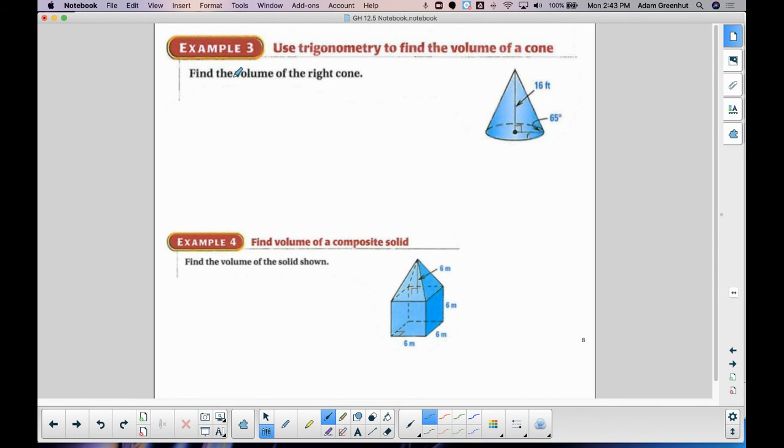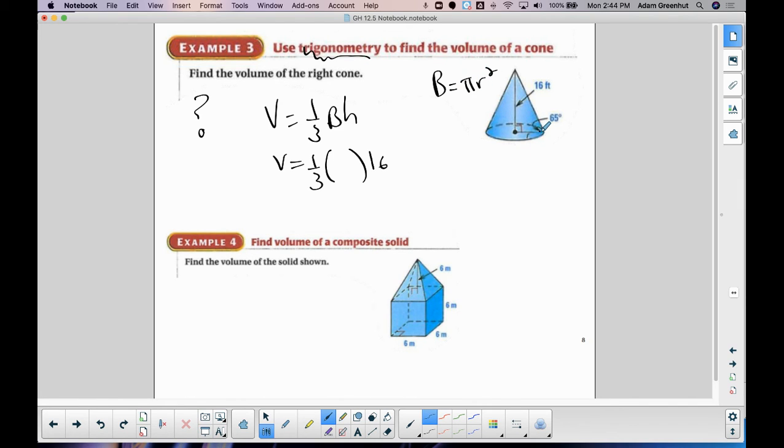Find the volume of the right cone. Ooh, I like the 65-degree angle. I'm going to let you try this one. Oh, they give us a little hint there to use trig. Well, I have the height is 16. I need that radius. So volume equals 1/3 area of the base times the height. The height is 16. I need the area of the base. The area of the base equals pi r squared. I need to get that radius.